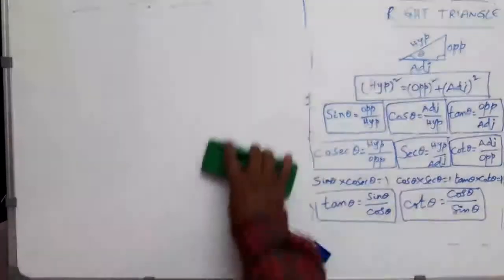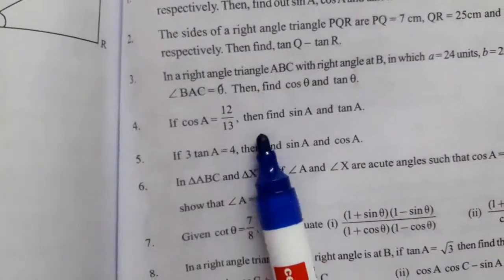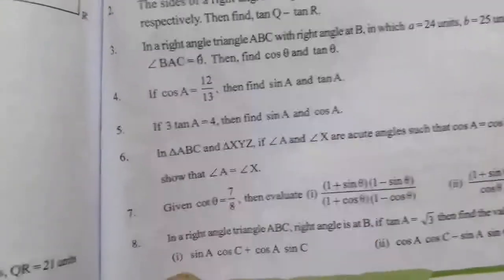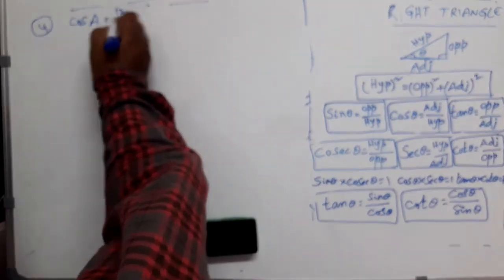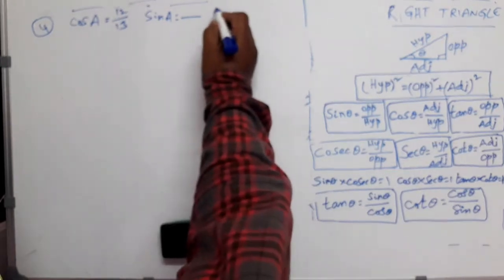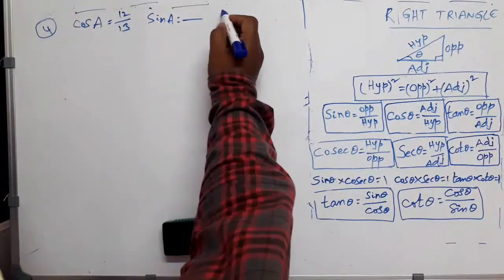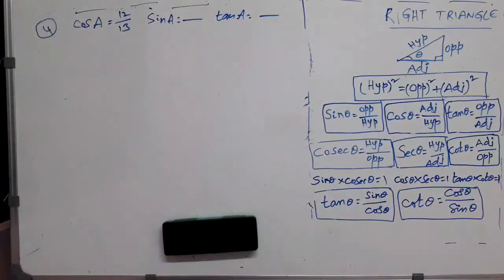Let us see question number 4. Question number 4: if cos A is 12 by 13, then find sin A and tan A. Cos A is given as 12 by 13. Sin A is dash and tan A is dash. This is the question, right?